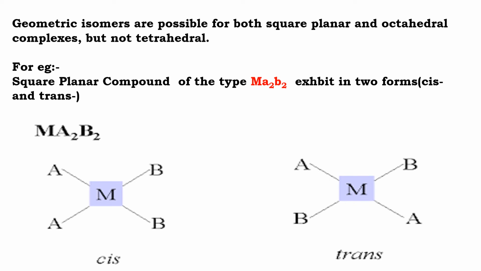Now we have to see geometrical isomerism in detail. First we take geometrical isomerism in square planar complexes. Geometrical isomerism could be of two types: cis isomer and trans isomer. If the same ligands are on the same side, it is called the cis isomer. If the same ligands are on the opposite side, it is called the trans isomer. So we take them one by one and see.